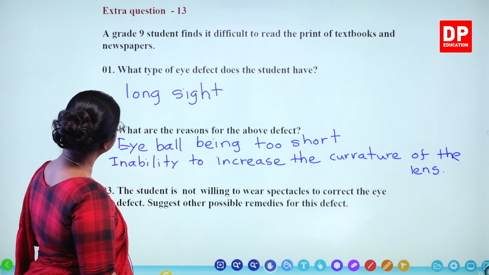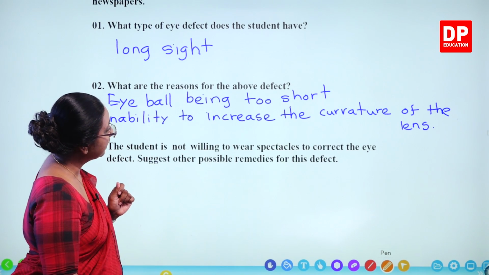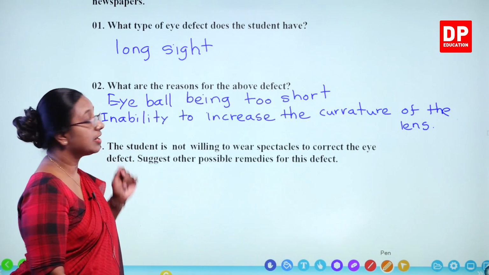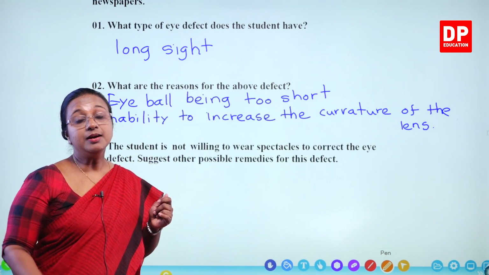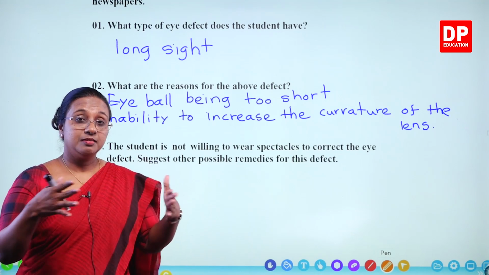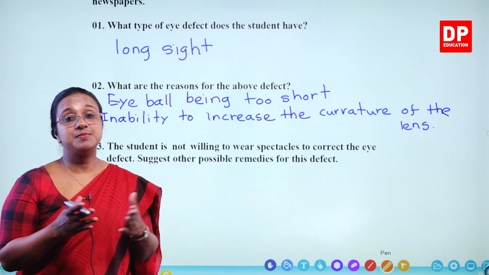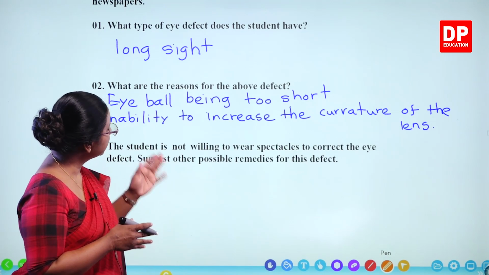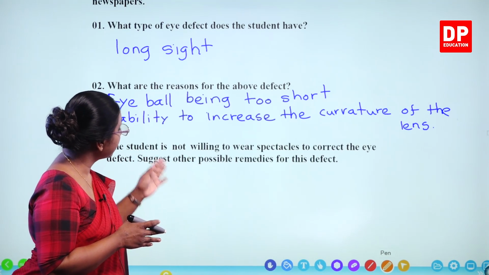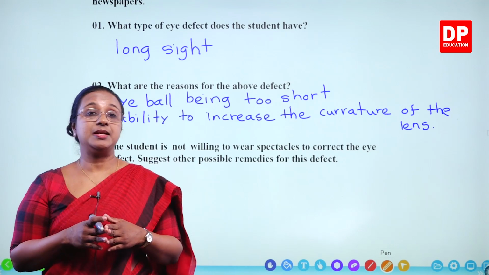Then the next one. The student is not willing to wear spectacles to correct the eye defect. Normally for long sight, what do we wear? We wear the convex lens so that the rays are converged and it helps the image to form on the retina. But the student is not willing to wear spectacles to correct the defect. Suggest other possible remedies for this defect.